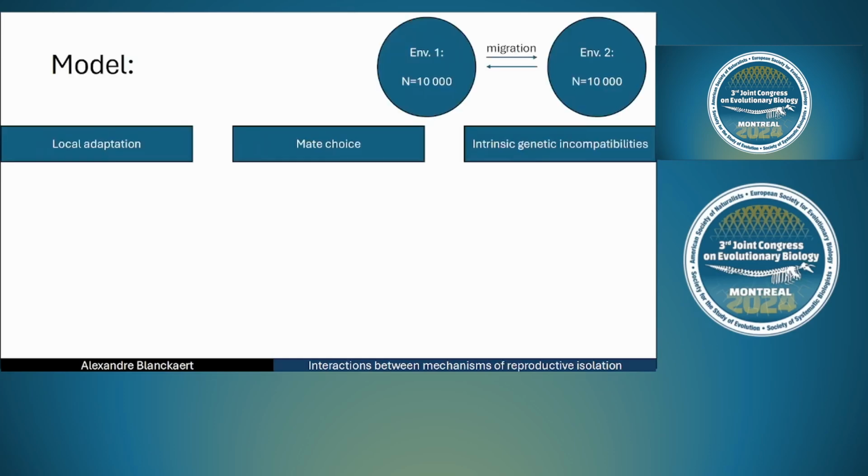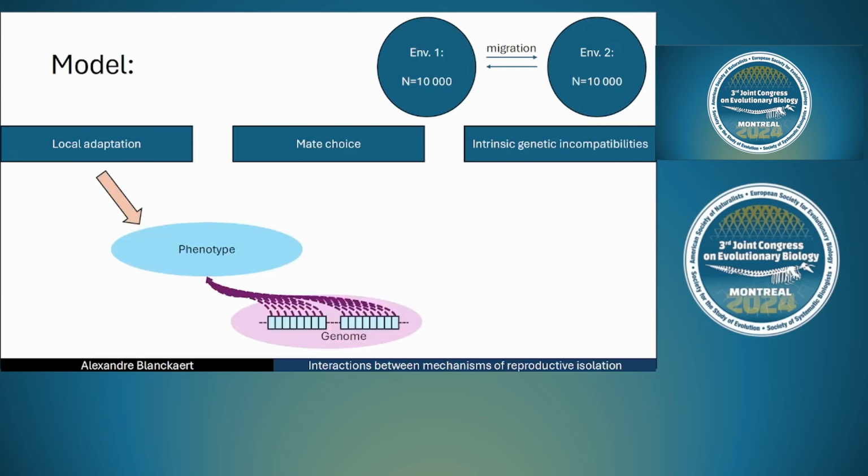To do this, we consider the following model, where we have two populations that exchange migrants, and we have our three mechanisms of interest. To show you how they are interdependent, I'm going to first give a brief overview of how they work, and then we will go into more detail.